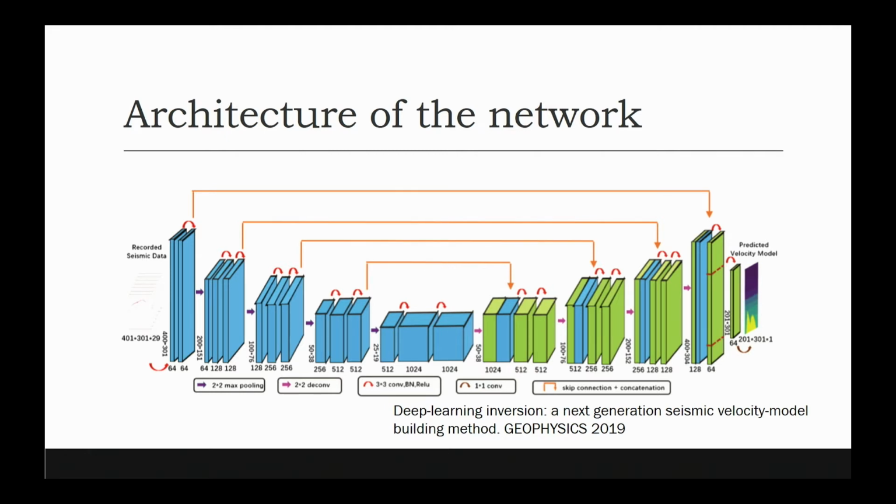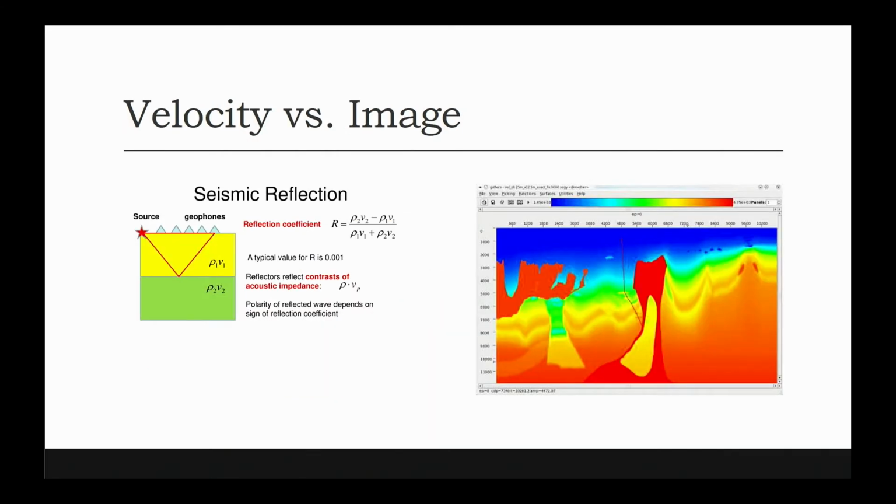And here the input is taking the short gather as an input, and then the output will be the velocity. So we did try to do a trivial extension, just to replace the output by the RTM, and it's not very effective. So we went back and took a look at what's the fundamental difference between velocity and the RTM image. So what's the difference?